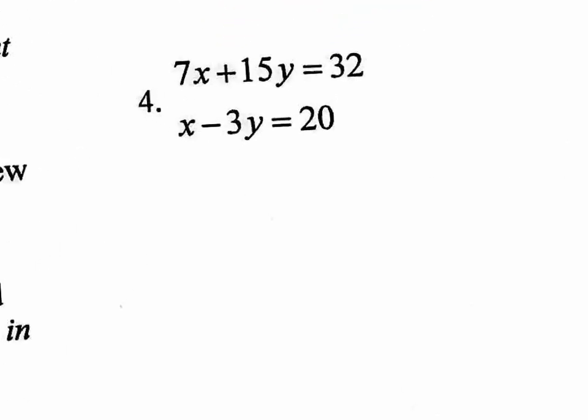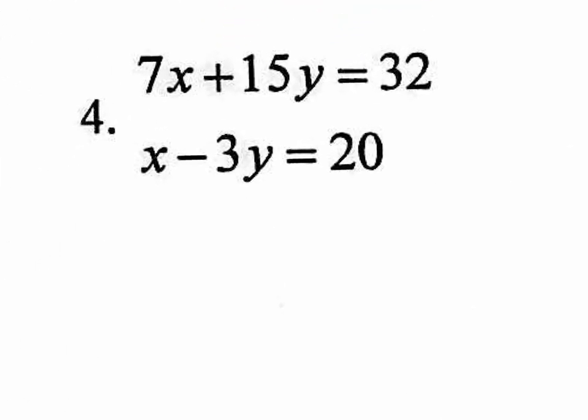Number 4. So again, you don't have to use elimination method. If you wanted to, you could get x by itself. You could go plus 3y, and you'll have x equals 3y plus 20. And you could substitute the 3y plus 20 into the other equation you haven't used. You could use substitution method if you wanted to, right? But I honestly, my preferred method is elimination method.